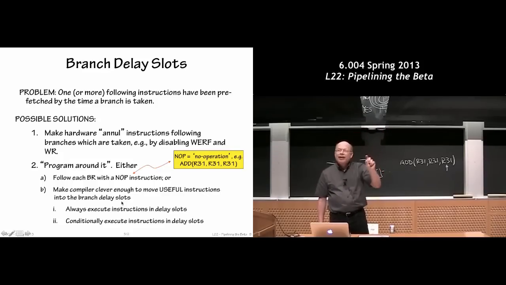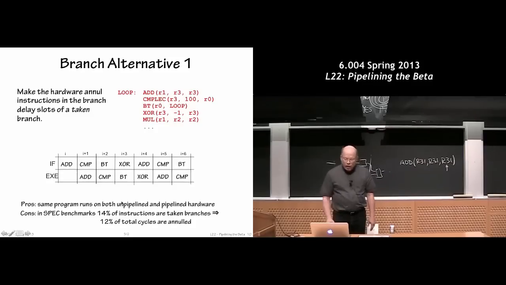So the branch is not the last instruction at the bottom of each loop. It's actually the second to last instruction, and the compiler knows maybe I can figure something clever to put in that I really want to have executed if I'm going to continue the loop. So branch alternative 1, annul the instruction.